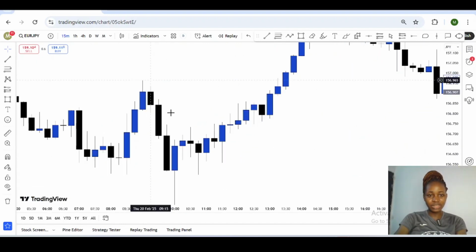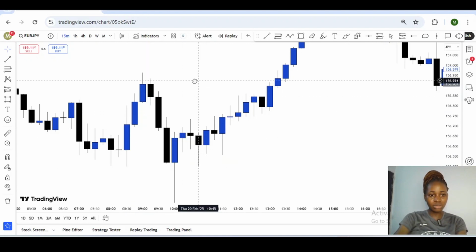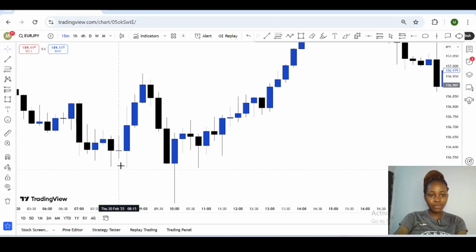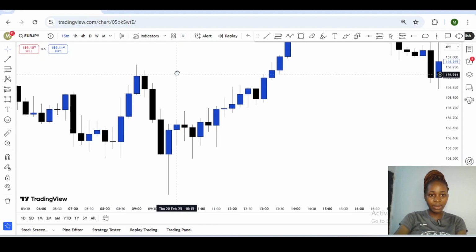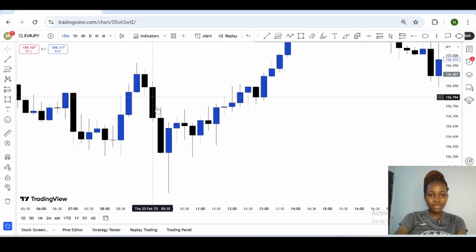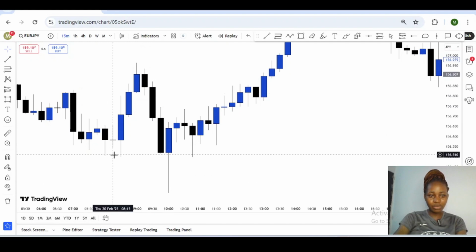Based on the definition, I said a breaker block is when price breaks through the other block after a liquidity sweep or a break of structure, right? Now we have a liquidity sweep here. Let's look at this. We have this swing to the upside. Price gave us another swing down here, right? Now let's concentrate on this particular swing. This swing traded below this old low, right?